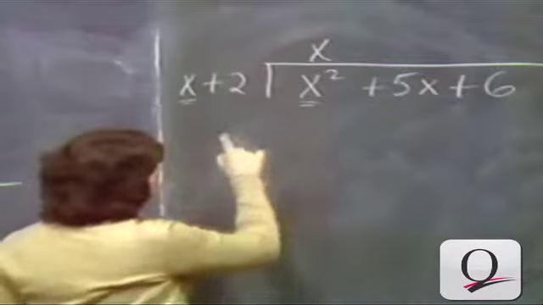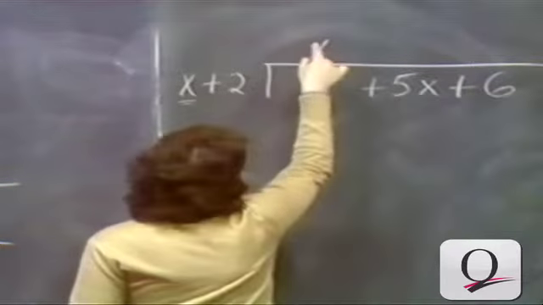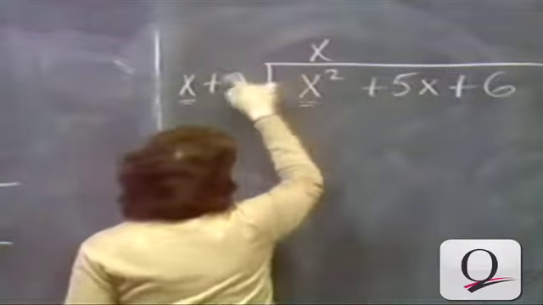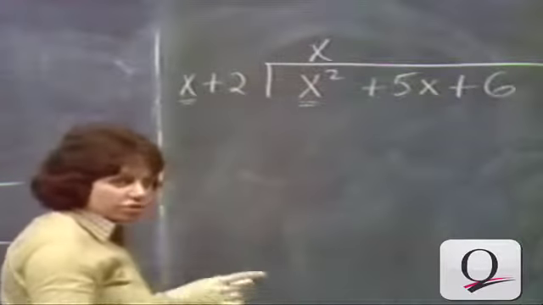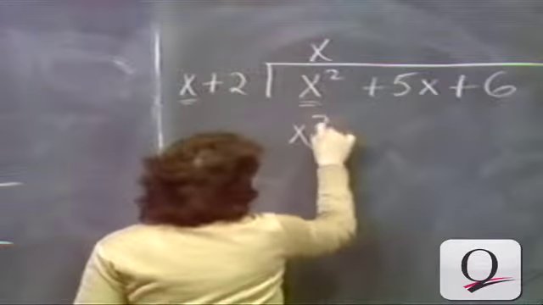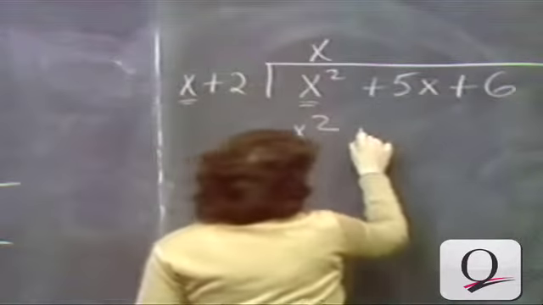Then we will multiply. We will multiply x by x plus 2, not just by the x, but by the whole thing, x plus 2. Using the distributive law, x times x gives us x squared. x times 2 gives us 2x.